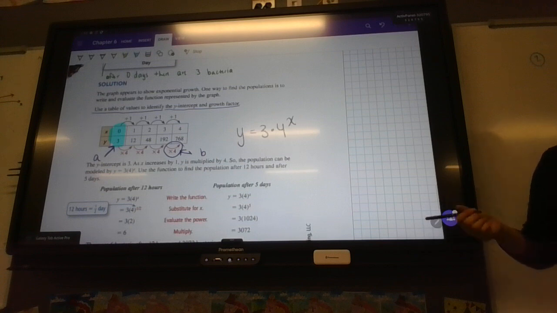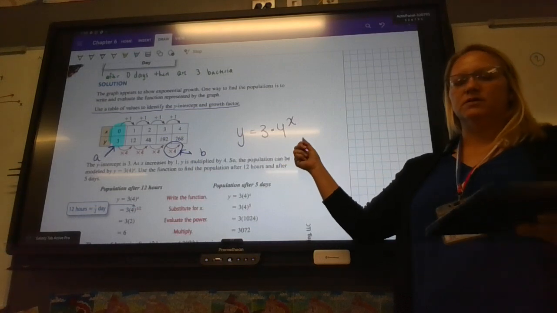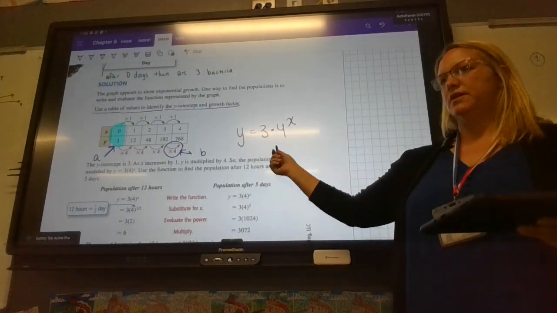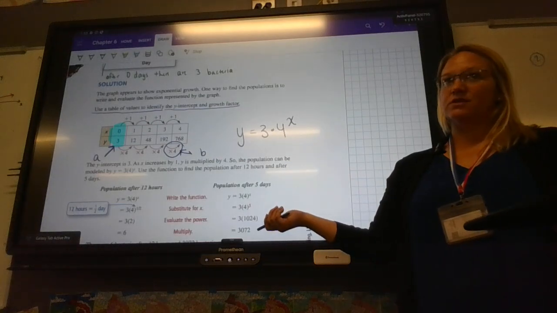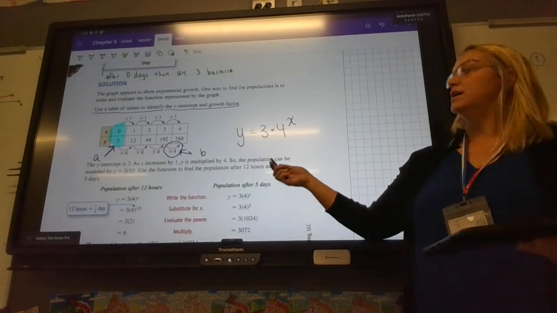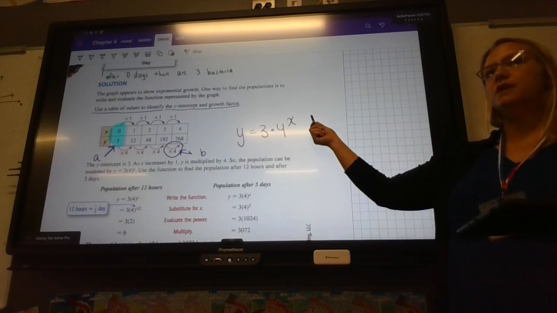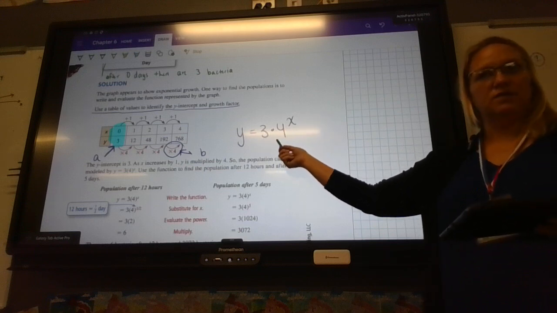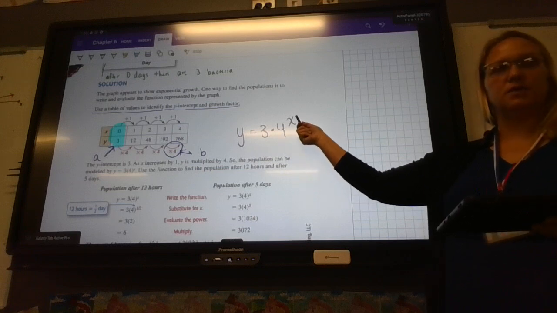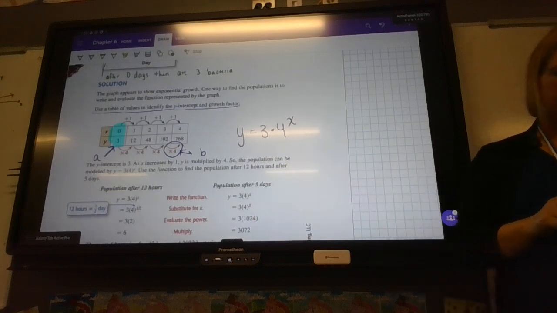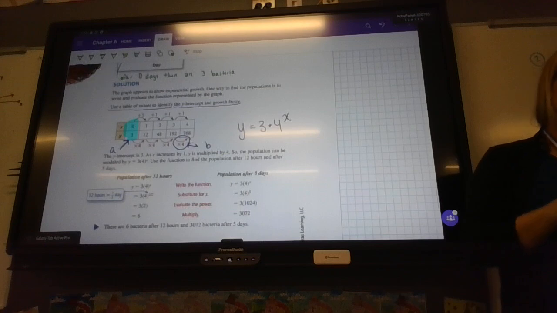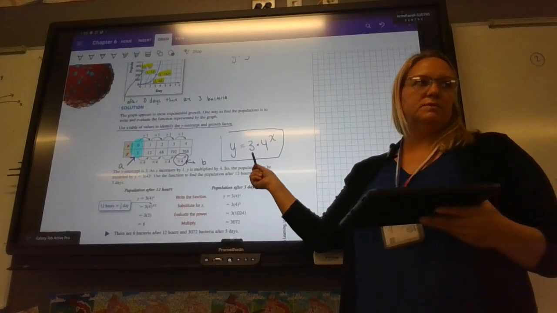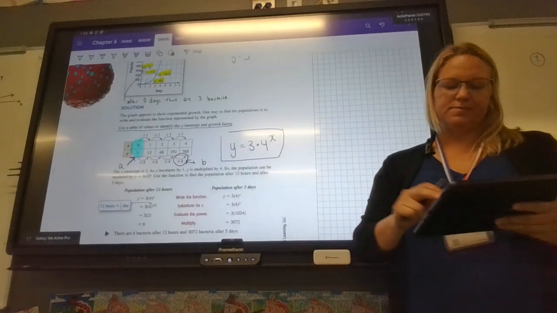A lot of students will mistakenly make this base 12. Brianna, could you imagine making this a 12? 3 times 4 is 12. It's reasonable. However, exponents always take priority over multiplication. So fight the urge. This is not 12. This is 4 to an exponent and then multiplied by 3. So that's pretty much how you write an exponential equation. You figure out what the y-intercept is, and then you figure out the pattern.